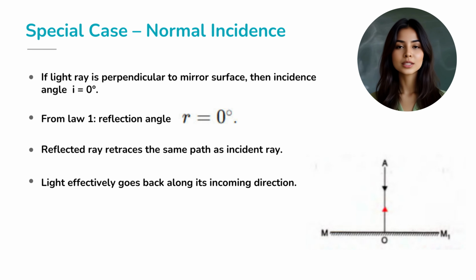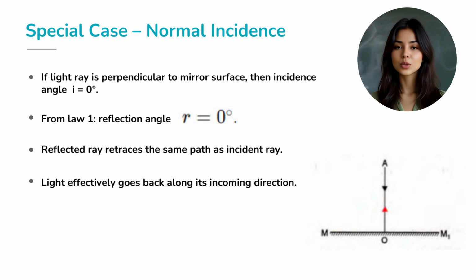Now let's look at a special case. What happens if the light ray comes in exactly perpendicular to the mirror? That means the angle of incidence I equals 0 degrees. And by law 1, angle of reflection R also equals 0 degrees, which means the ray goes back exactly along the same path. It retraces itself.